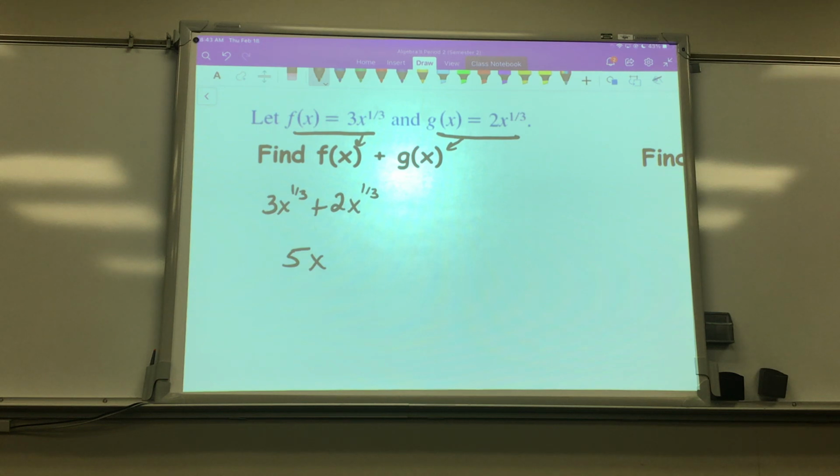Do I do anything with those exponents? No. So 5x to the 1/3. So we're just replacing those functions with what they are.